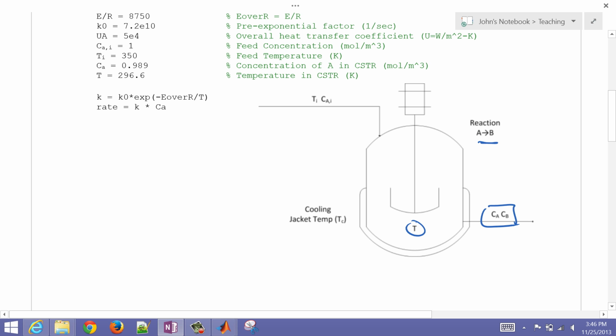We have an exothermic reaction taking place. It's well mixed, but there's also a jacket here. And so we have a cooling temperature, Tc, and then we have two inputs. We have an inlet temperature. Okay, so this is the inlet, and we have an inlet temperature and inlet concentration of A, and we're trying to convert this to B.